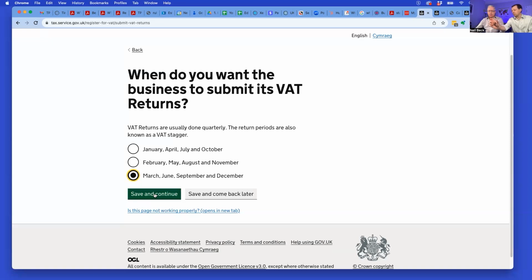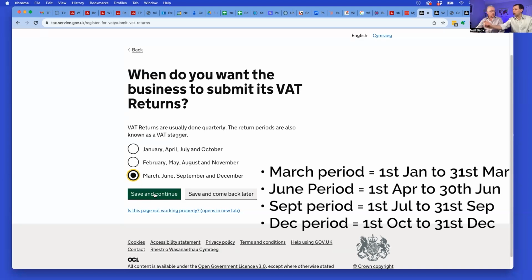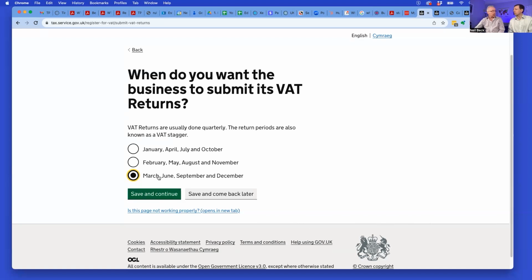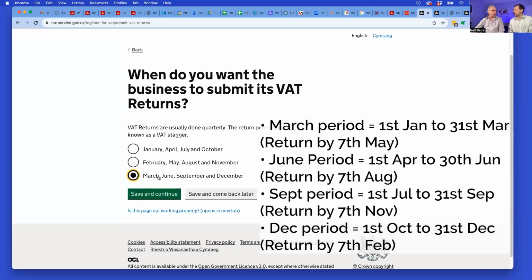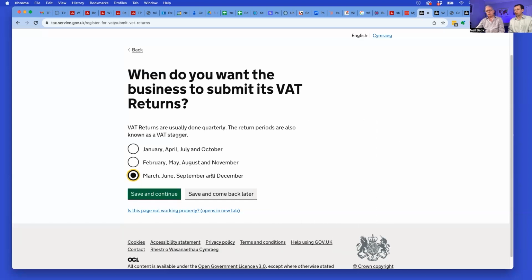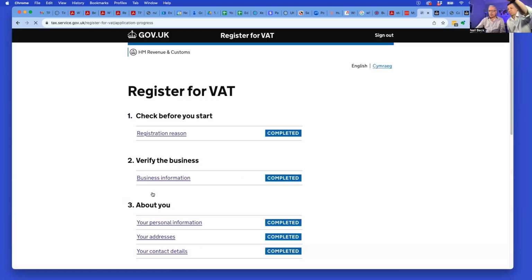And that means March, so that's 1st of Jan to 31st of March, then that's 1st of April to 30th of June. So that one you'll have till the 7th of May to complete the return, and the VAT, if you set it up to be paid by direct debit, the payment then goes out on the 10th of May. If you don't have it as direct debit, you have to make the payment by the 7th of May. And then that June one will be 7th of August, 10th of August, September will be 7th of November, 10th of November, and so on. So save and continue that.